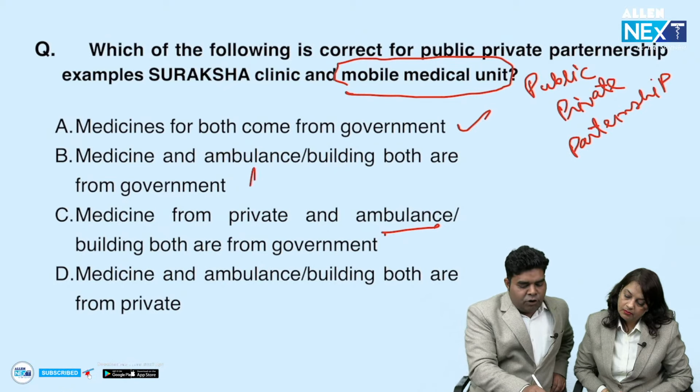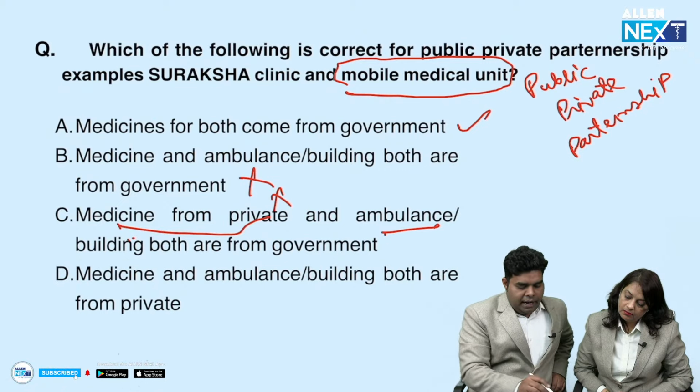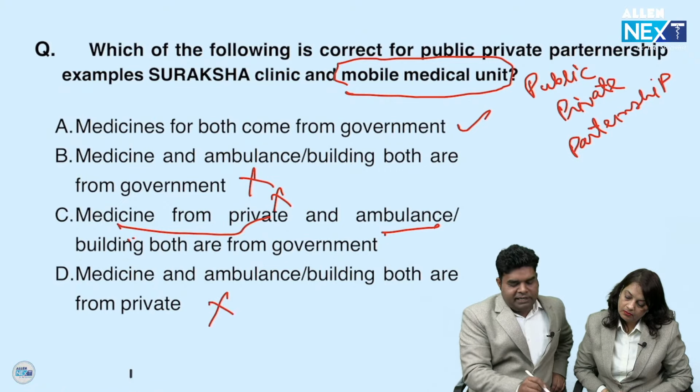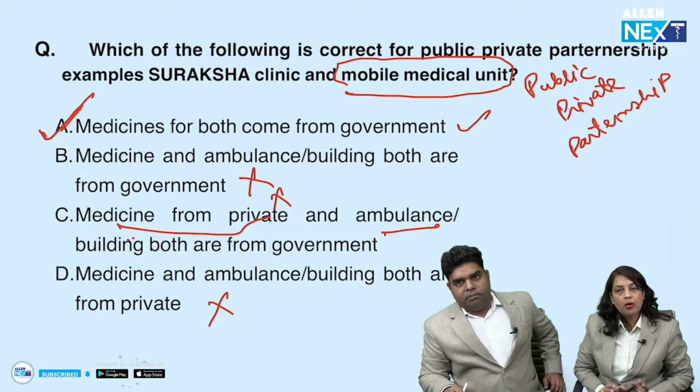Medicine and ambulance both from government is wrong. Medicine from private is also wrong. And medicine and ambulance both from private is definitely wrong. So the correct answer is of course A, that medicine comes from the government side.